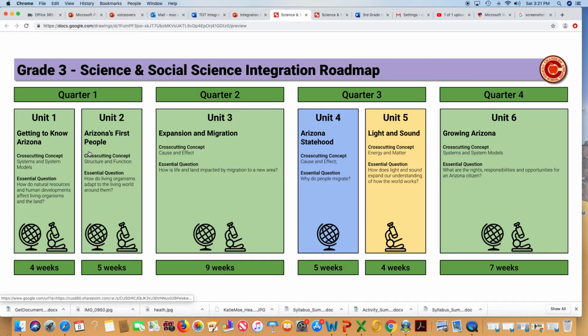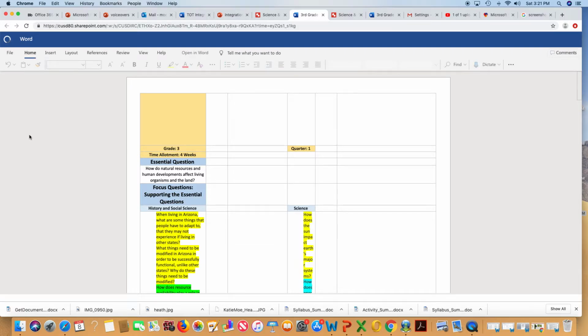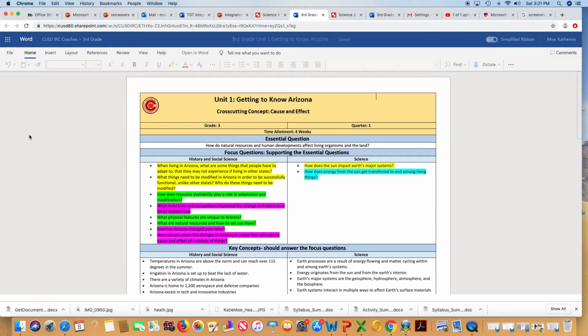So I'm going to show you just a little bit of what it would look like. This is what happens when you get to your roadmap. You're going to click on the unit of study that you would like to look at. Again, for third grade, all of their units until third quarter are actually integrated units. So unit one for third grade is a unit that is all ready to go, ready for teachers to begin their work in integration on.